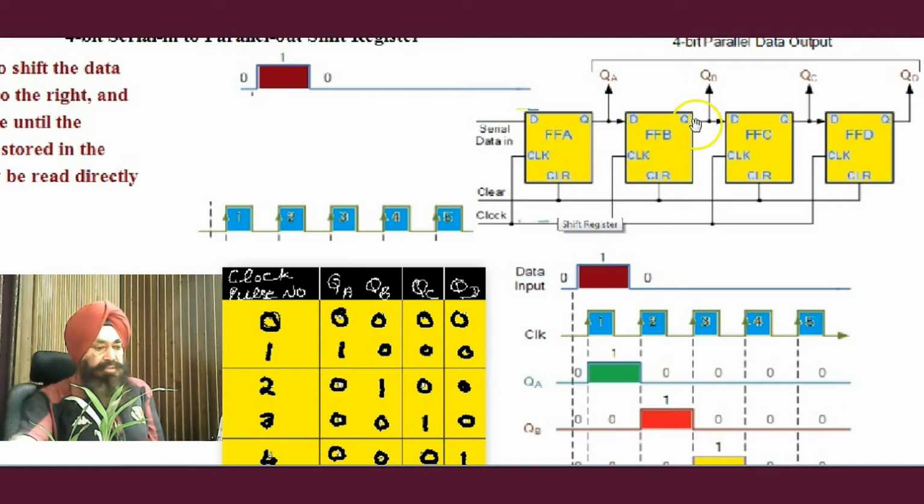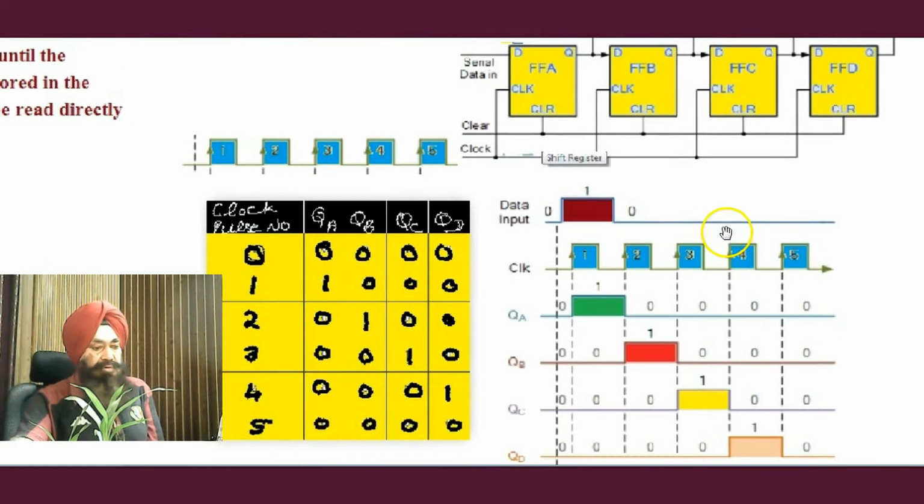So already one was here, then it will be shifted to this place. Okay, so 0 will be shifted here. So this 0 will be shifted here. So 1 is here and previously it was 0, that will be shifted here. So now only the QC will show high and all others are 0. Okay, only the QC is high, all others are 0.